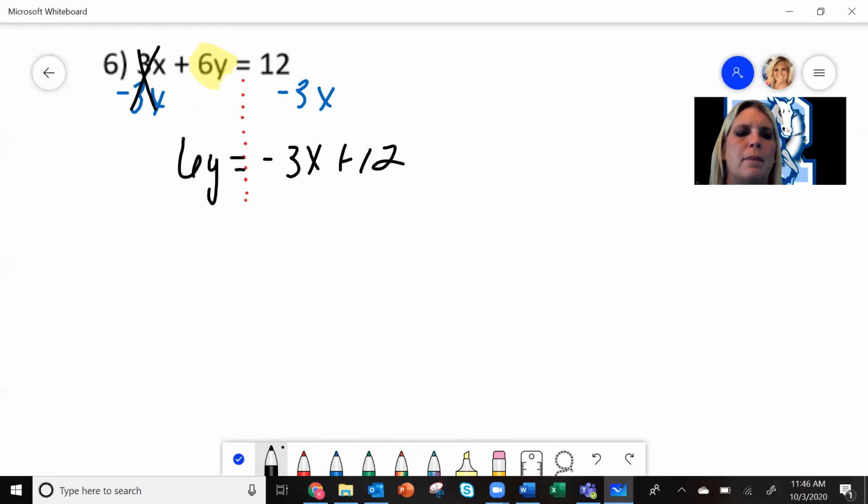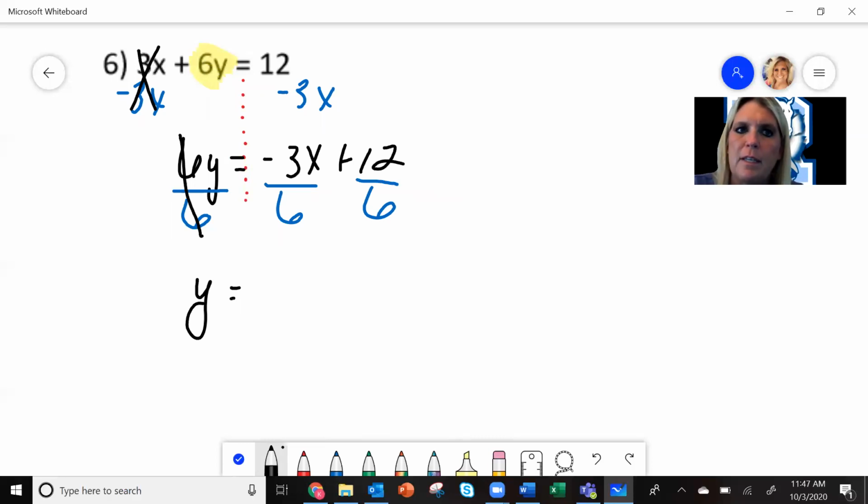Now, this is 6 times y. The inverse of times is to divide. The opposite is to divide. So I'm going to divide each thing by 6. The 6's cancel and give me 1y, and that equals. Now, be careful. This is a mistake people make. Negative 3 divided by 6 is not negative 2. The numerator, this top number, is smaller, so it's got to be a fraction, and it reduces to negative 1/2 x. You can put that in the calculator to find that. 12 divided by 6 is 2.